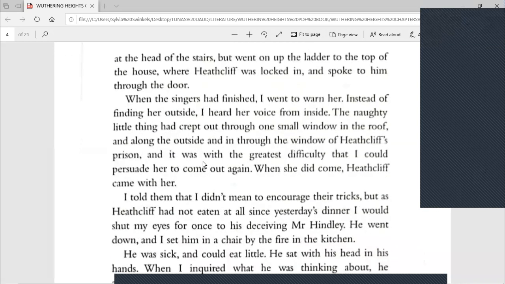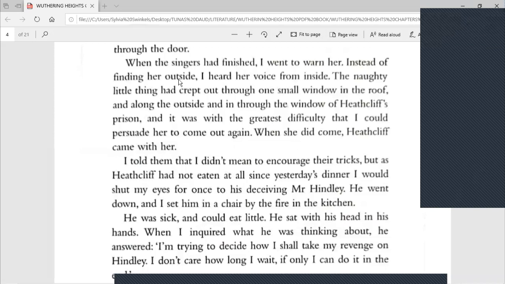Where? When the singers had finished. When the singers had finished, I went to warn her. Instead of finding her outside, I heard her voice from inside. The naughty little thing had crept out through one small window in the roof, and along the outside and in through the window of Heathcliff's prison. And it was with the greatest difficulty that I could persuade her to come out again. When she did come, Heathcliff came with her.